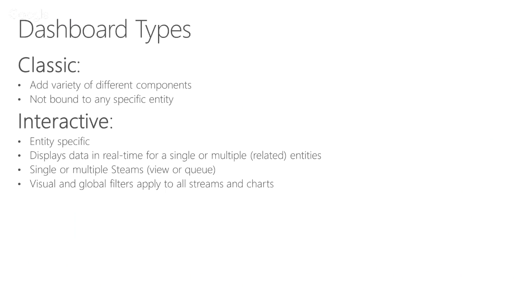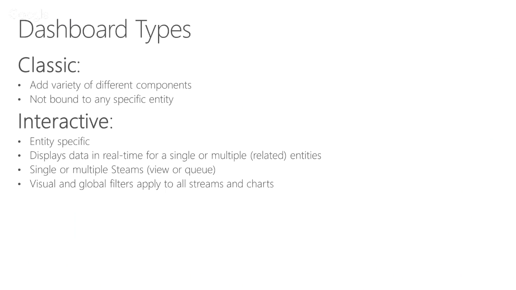So like I said, there's user level and then there's system level. And then for dashboard, we have classic, which has been around for a little while. So this is not bound to any specific entity. You can post a lot of different things on your dashboard across entities. You can put grids in there and charts across pretty much anything. You can do web resources on that. You can do a timeline control.